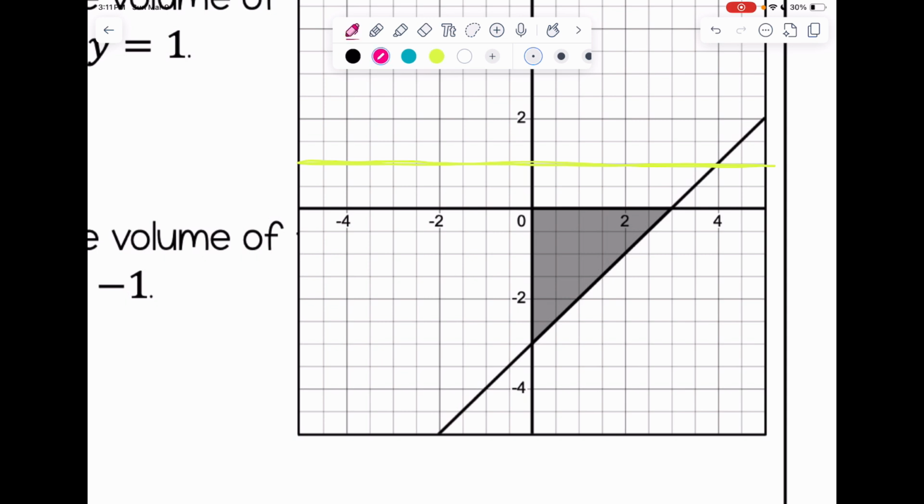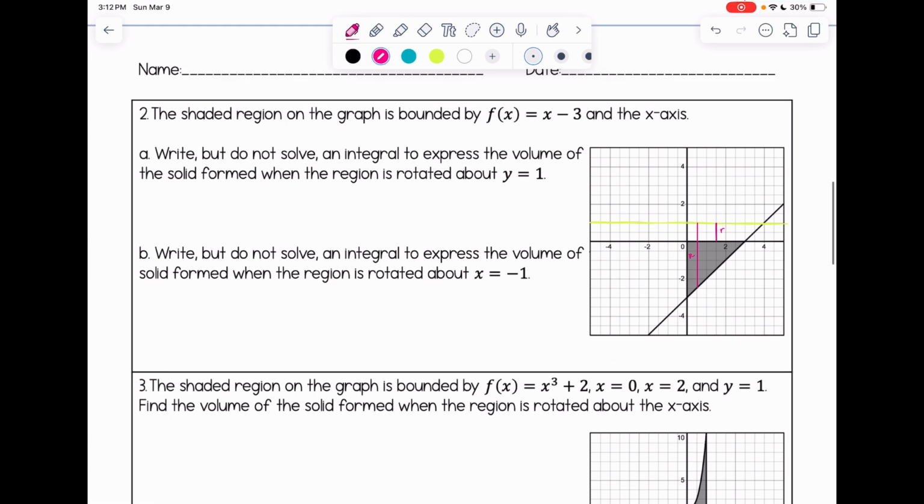And we're going to determine what the big radius is and what the little radius is. So the big radius is going to go from the line x minus 3 all the way up until we hit 1. The little radius is going to go from the x-axis up until 1. So I'm going to set that up, and I'm going to say that volume equals pi. We're going to go from 0 to 3. The big radius goes from x minus 3 to 1 squared minus the little radius, 0 minus 1 squared dx.